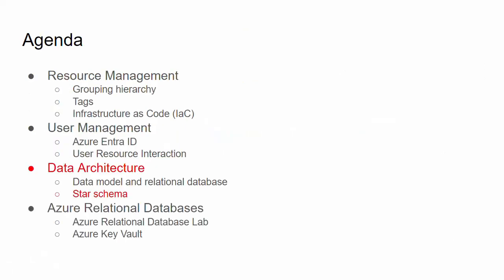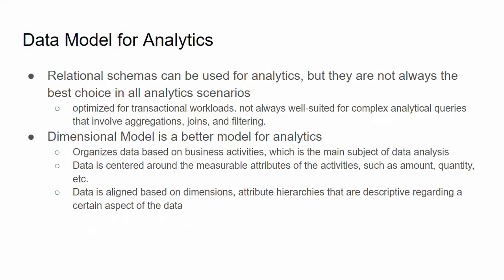So the next thing we want to talk about is the star schema. We have talked about the relational schema so much. The relational schema originally comes as a way to handle transactional systems, right? You can see it traces its roots from the hierarchical data model and network data model. But over the years, it evolved so that it can also support analytics. But it is not always the best choice in all analytical scenarios.